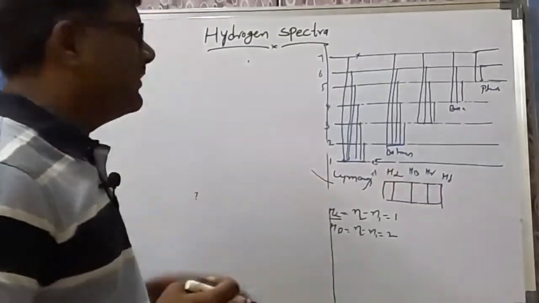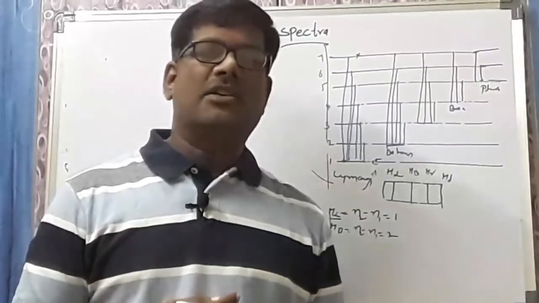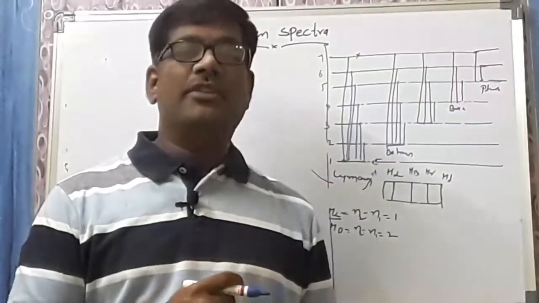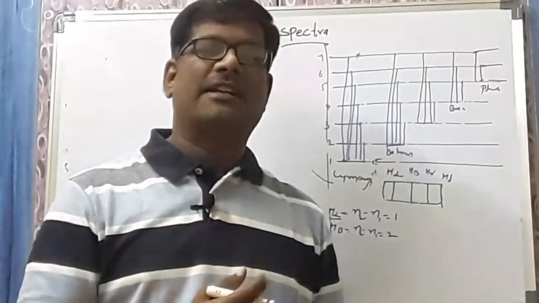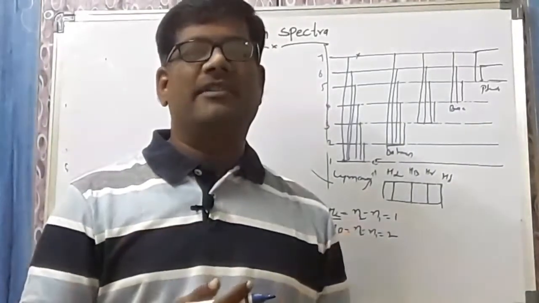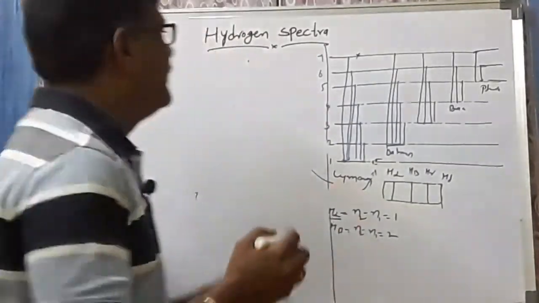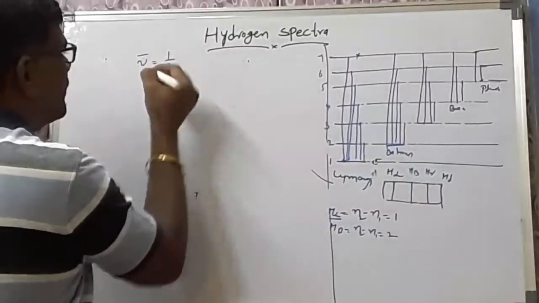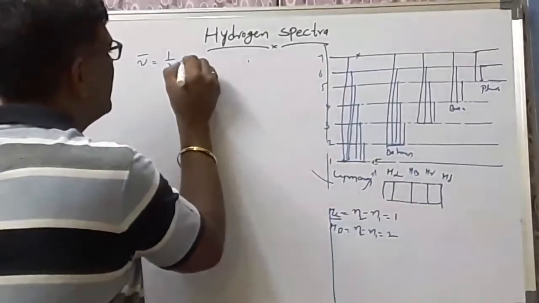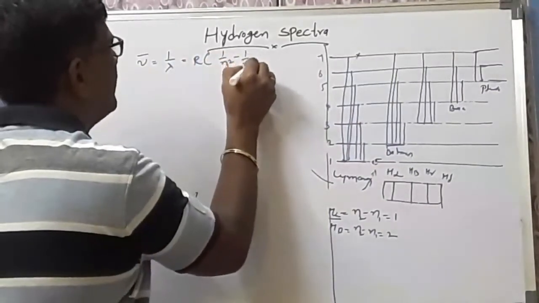Before that, of the 5 series, which series can we see with our eyes? That is called the Balmer series. Balmer series region is the visible region, nothing but what we can see with our eyes. Balmer gave one equation to calculate the wave number or wavelength. Wave number, represented by nu bar, is equal to the reciprocal of the wavelength, which is equal to R into 1 by N1 square minus 1 by N2 square.